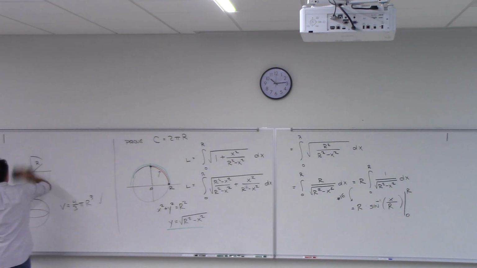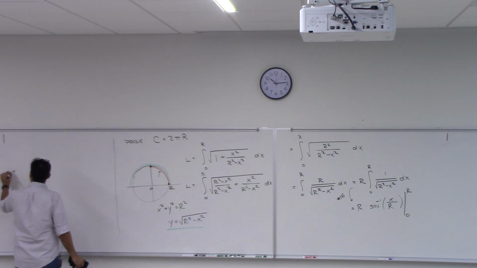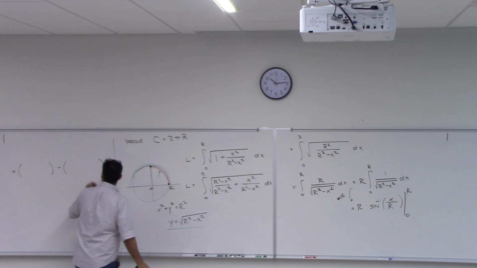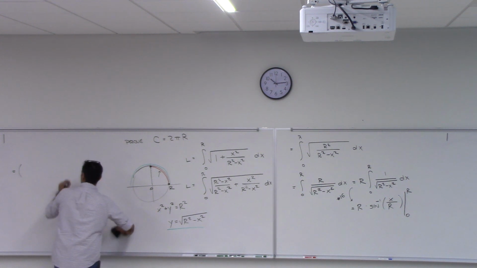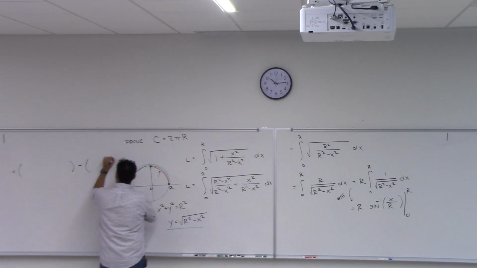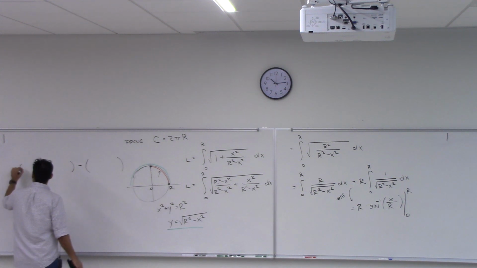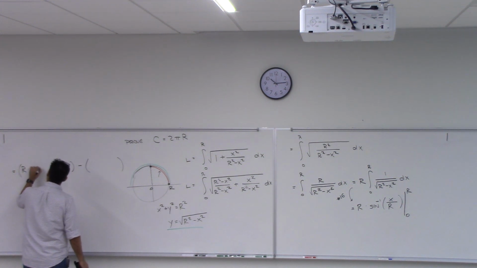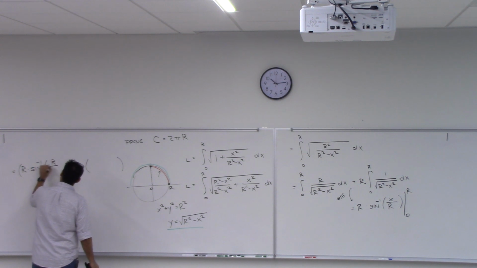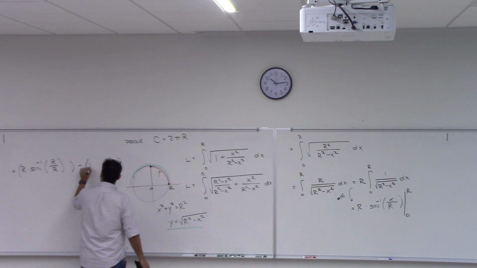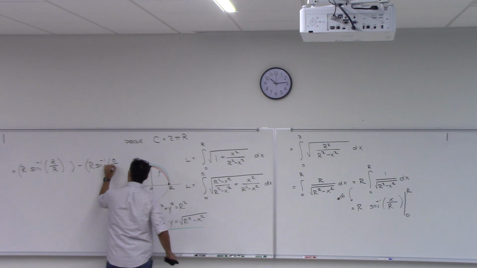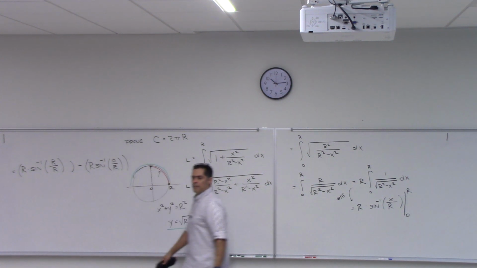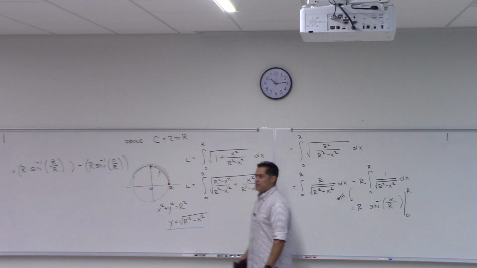Now we're going to plug in the two endpoints, right? The R and then the 0, and subtract the answers. So we should get two things, something minus something. When we plug in capital R, we get R times inverse sine of R over R. And then we have capital R times inverse sine of 0 over R. Like that, right? All right, let's do the easy one first.